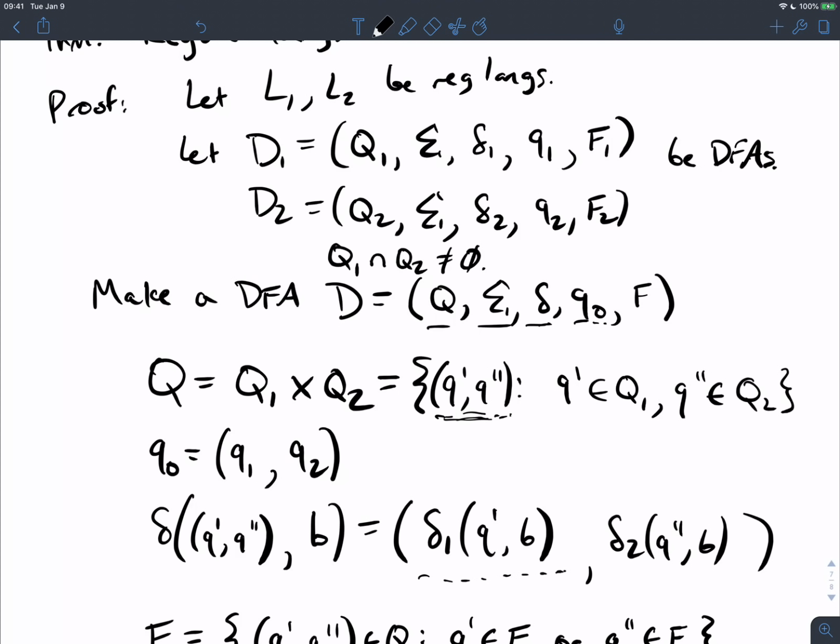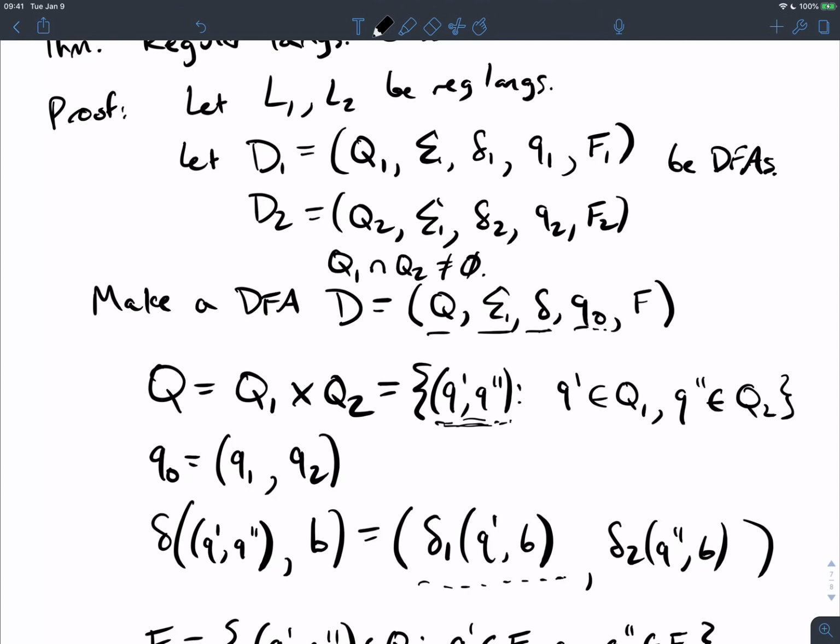Yeah. The start state of this union Q0 should be Q1 prime, Q1 double. Well, I'm looking at the start states of the original machines, and so these have to link to those, yeah. That's the reason for that. Other questions?